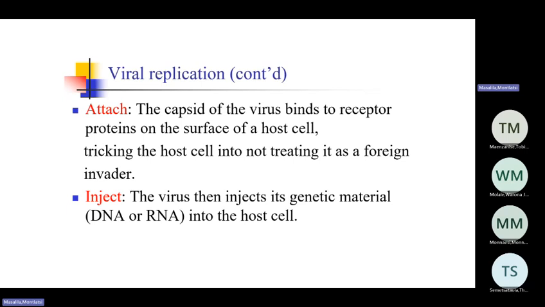And the other step is to inject. The virus then injects its genetic material into the host cell. Imagine why? So that they can incorporate. Because guys, RNA is incomplete. So imagine you come out with an incomplete thing. Obviously, they need your host cells for them to become complete.